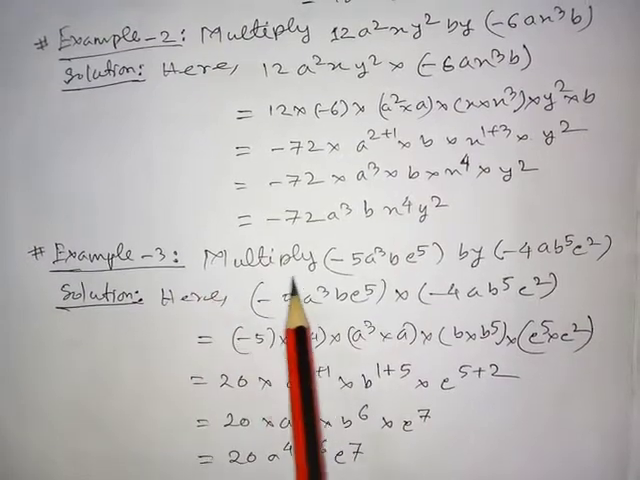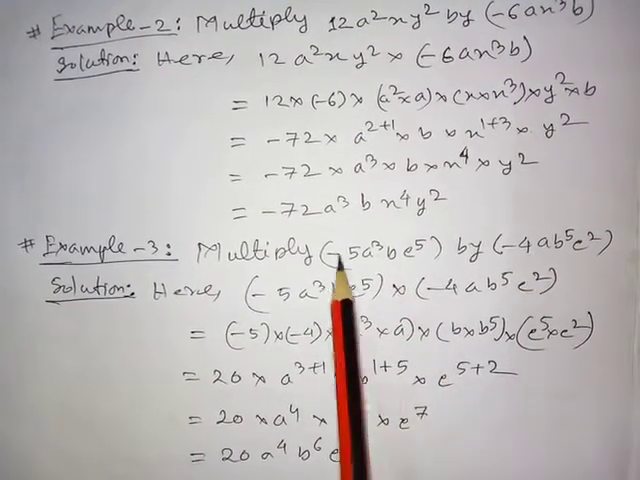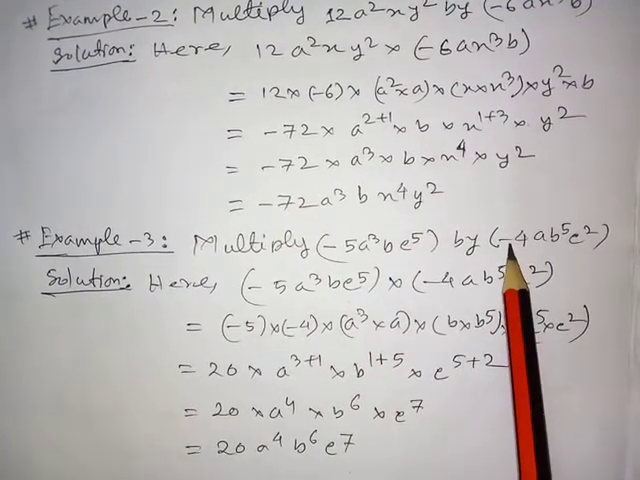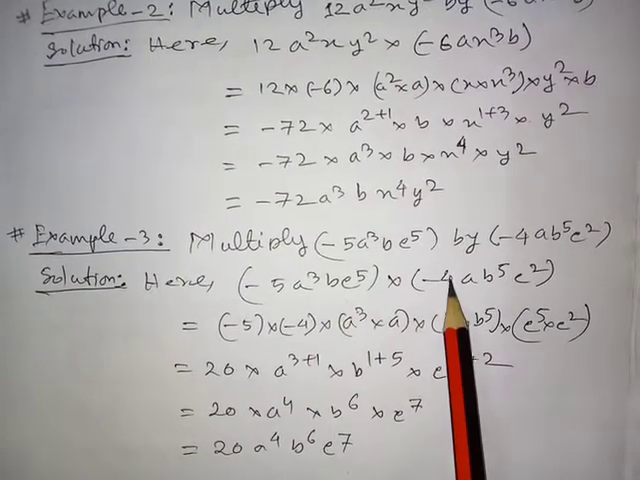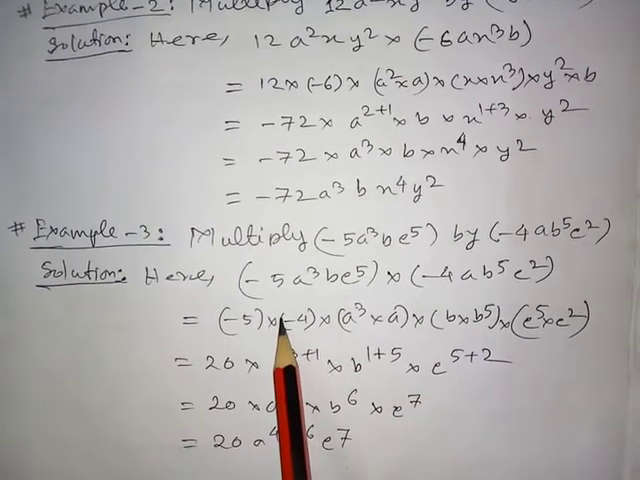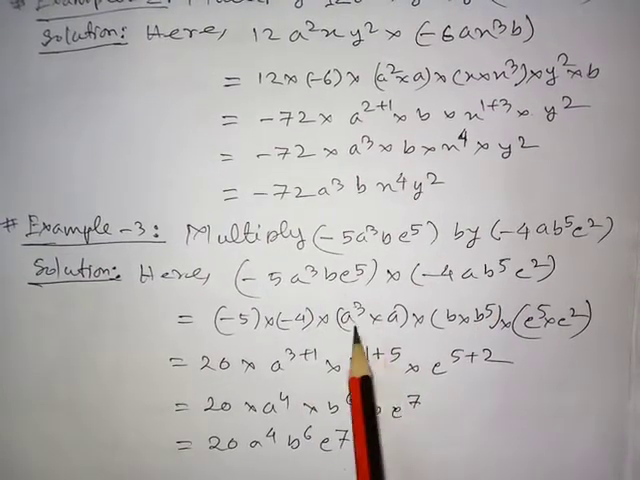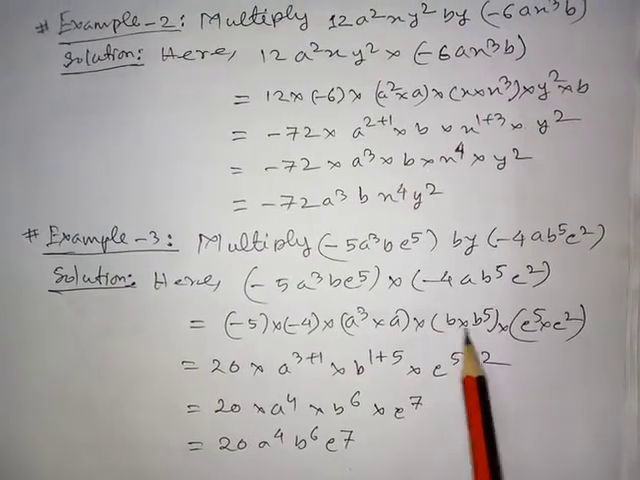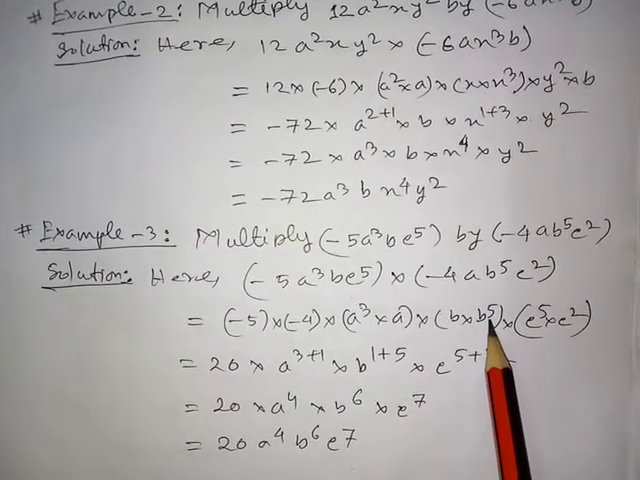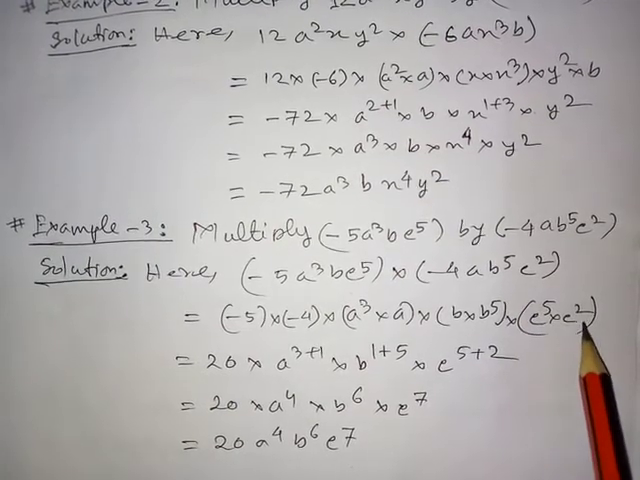Now example 3, multiply this monomial expression by another monomial expression, but look here, here is a minus sign, here is also a minus sign. So how do we multiply these? When we multiply this by this, we take the numerical value first, then make a group of a. Here is a cube, here is a, so make a group of a. Here is b, here is b5, so make another group, b multiplied by b5. Here is c5, here is c square, so make another group, c5 and c square.